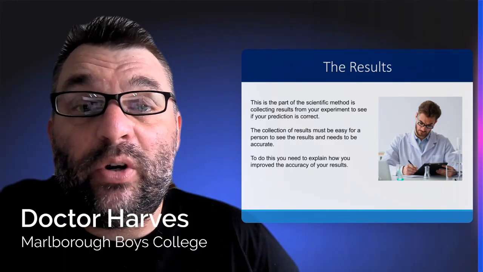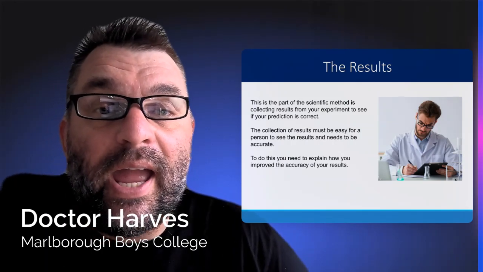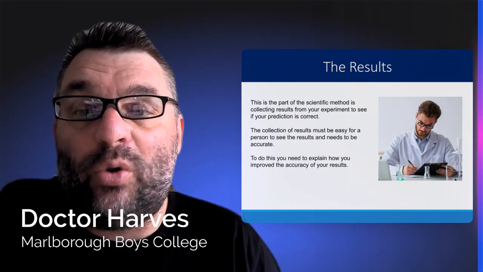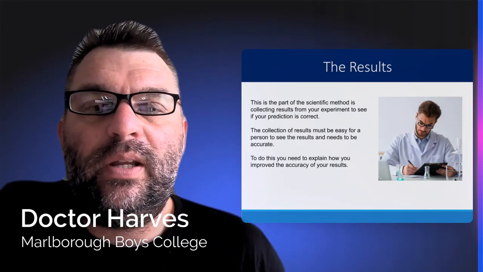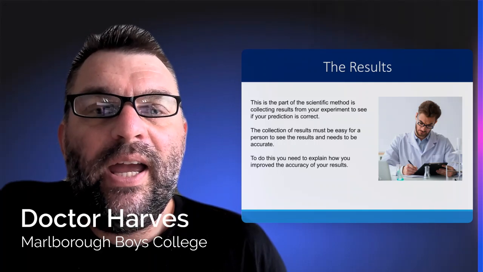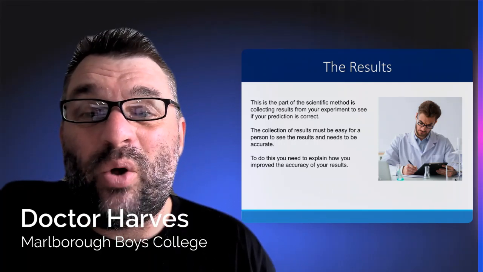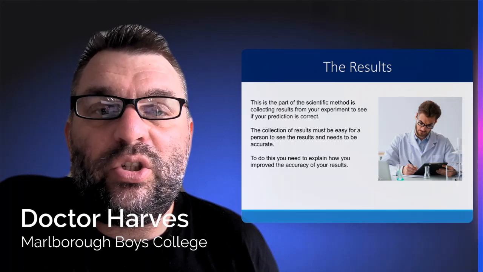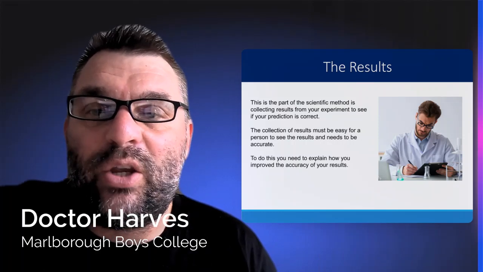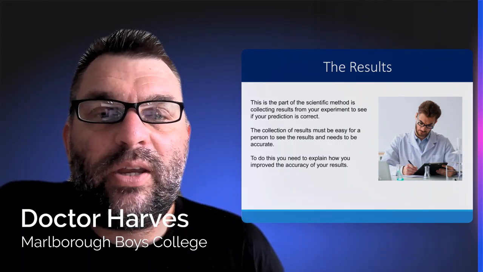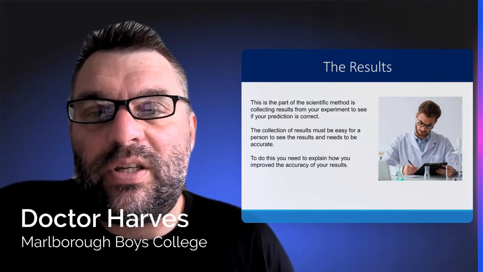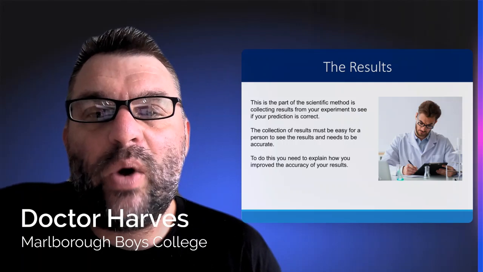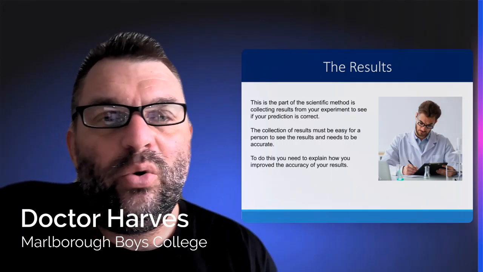Okay, so the results are very important. Basically we collect the results, we analyze our results to see if our prediction that we made right at the start of the experiment is correct. And you have to present your results to the person reading the report to make sure that your results are accurate and they make sense, okay? And you also need to explain how you improved the accuracy of your results when you're writing your report.